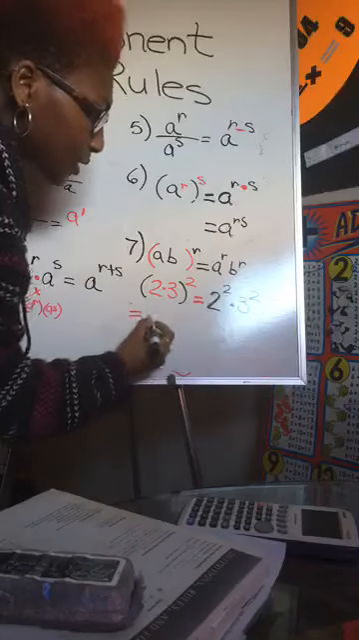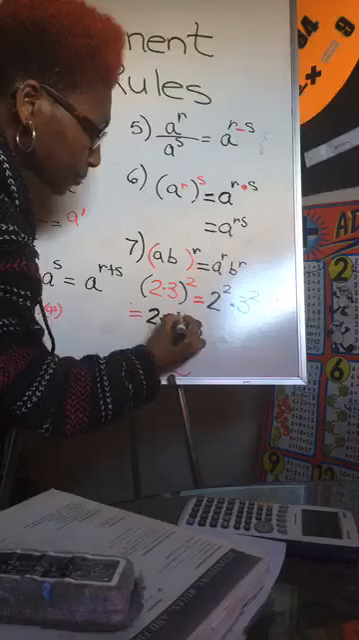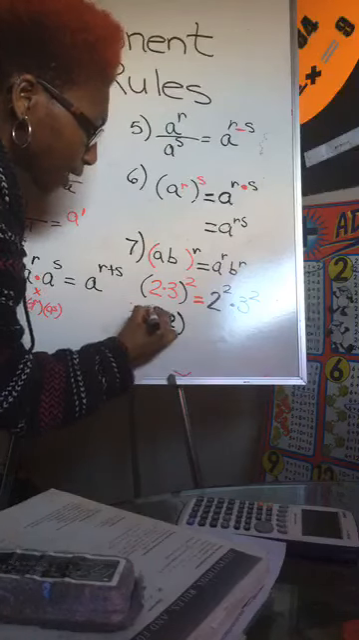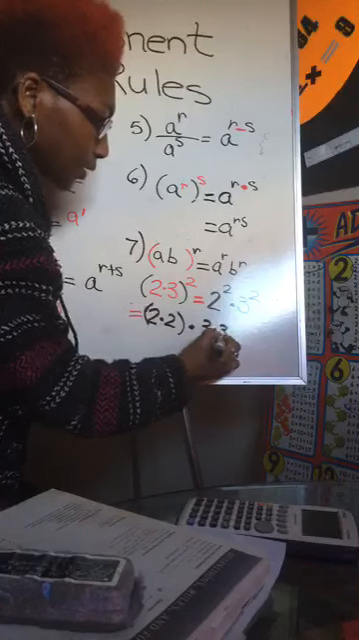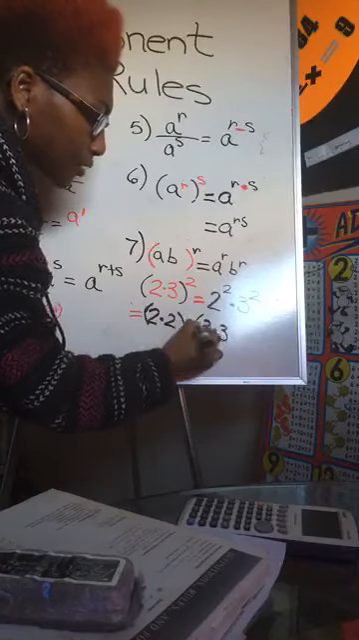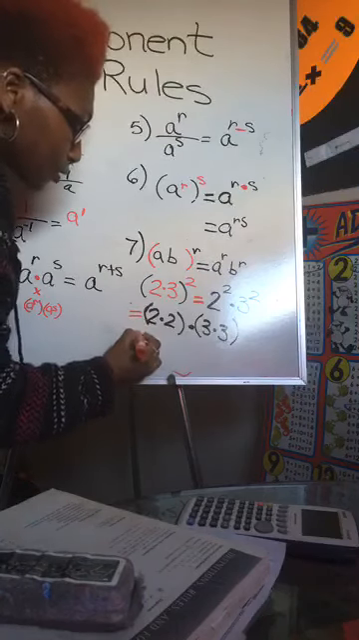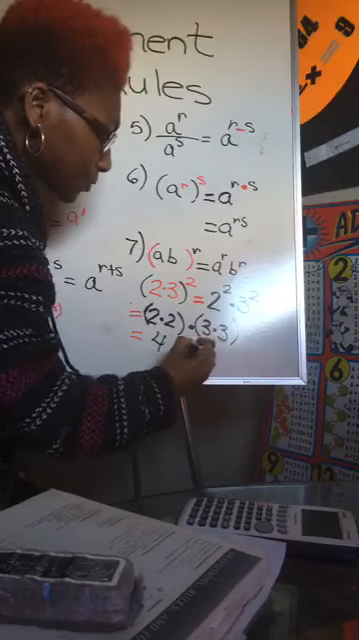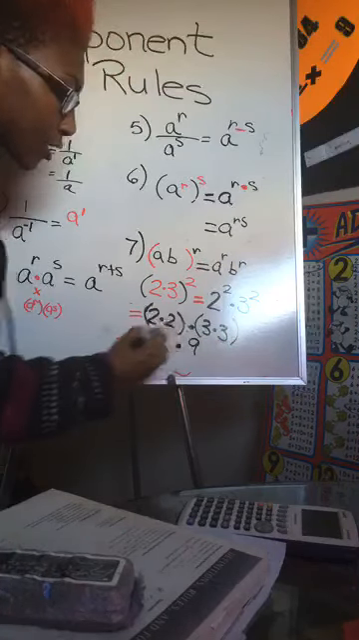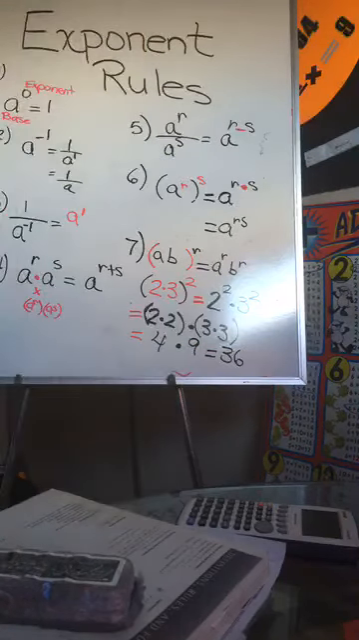So we have 2 raised to the second power, which means 2 times 2, and I'll put it in parentheses so we can separate it, times 3 times 3, because 3 raised to the second power is 3 times 3, right? So 2 times 2 is 4, times 3 times 3 is 9, and 4 times 9 is equal to 36.